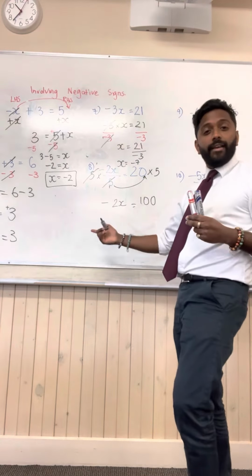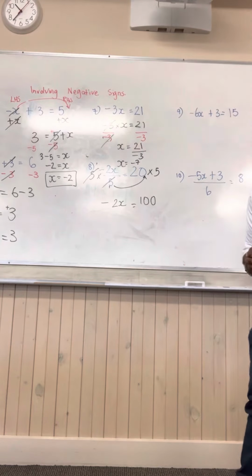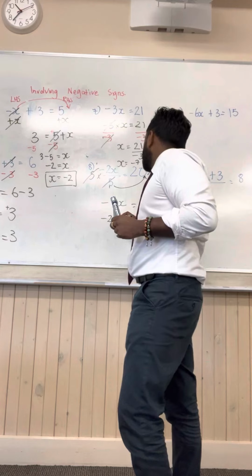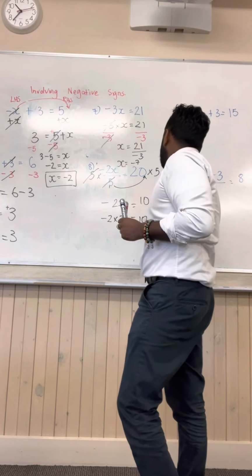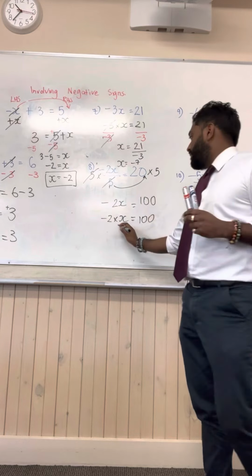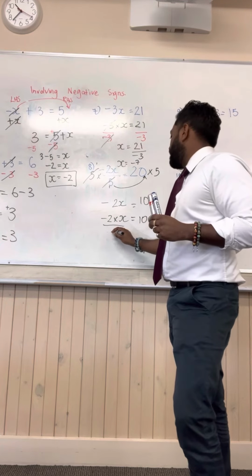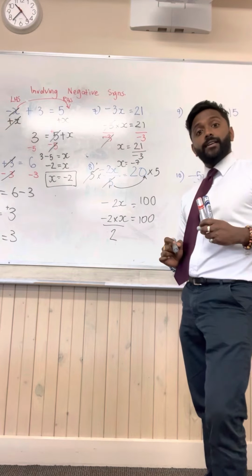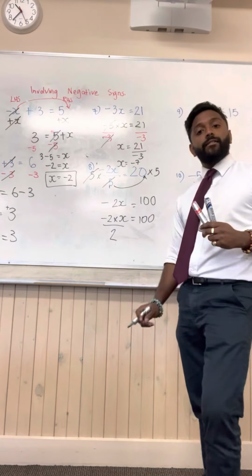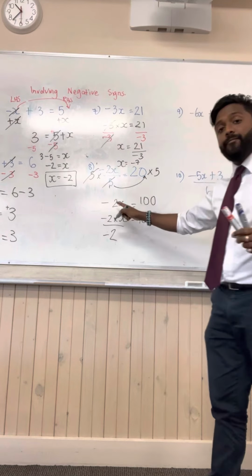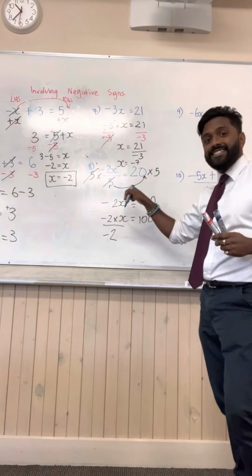How do you get rid of the negative 2? What's the negative 2 doing to the x? Yes, it's actually multiplying. So it's going to be negative 2 times x is equal to 100. How do you get rid of it? You do the opposite. What's the opposite of times? It's going to divide. Have I done something wrong there? Yeah, I have. I didn't put the negative sign. So you always have to divide. In order to get rid of something, you've got to, in this situation, divide it by the exact same.